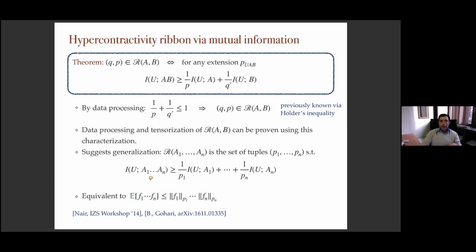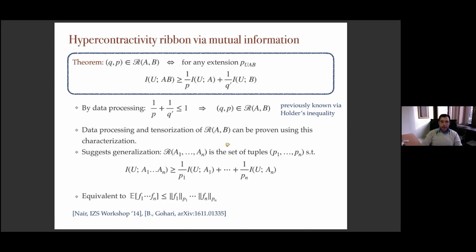So as I said, in the definition of the hypercontractivity ribbon, instead of taking pairs Q and P, I could have taken pairs Q prime and P, so that I get this symmetry. That's just a matter of notation and how you define the hypercontractivity ribbon.